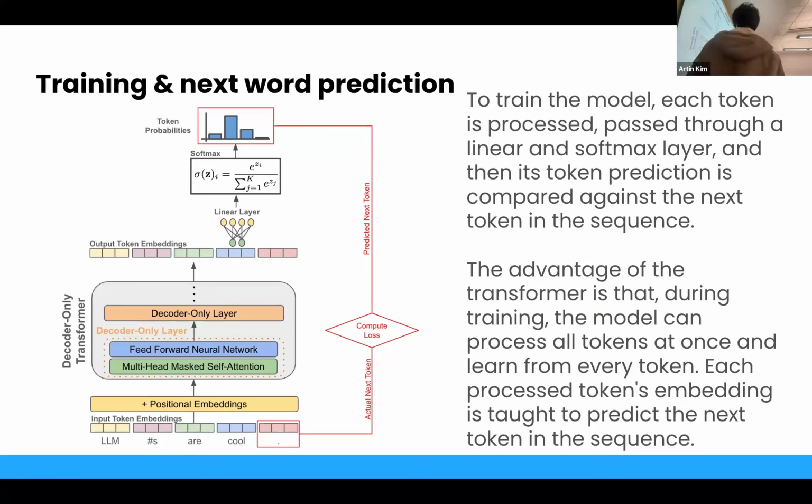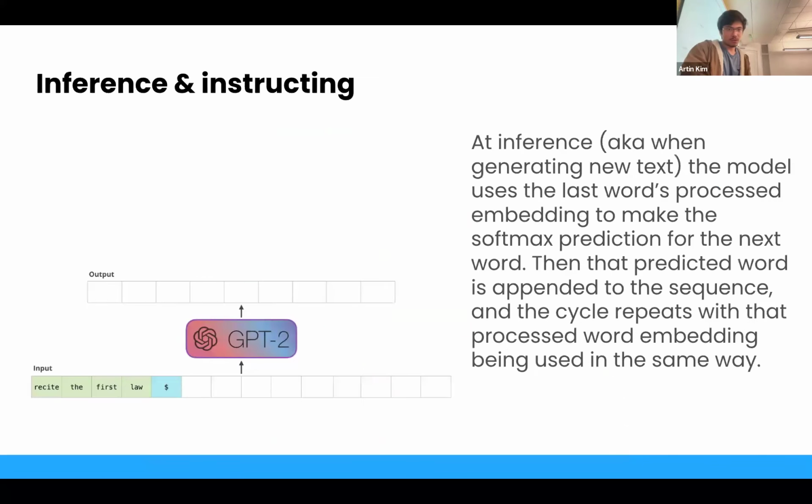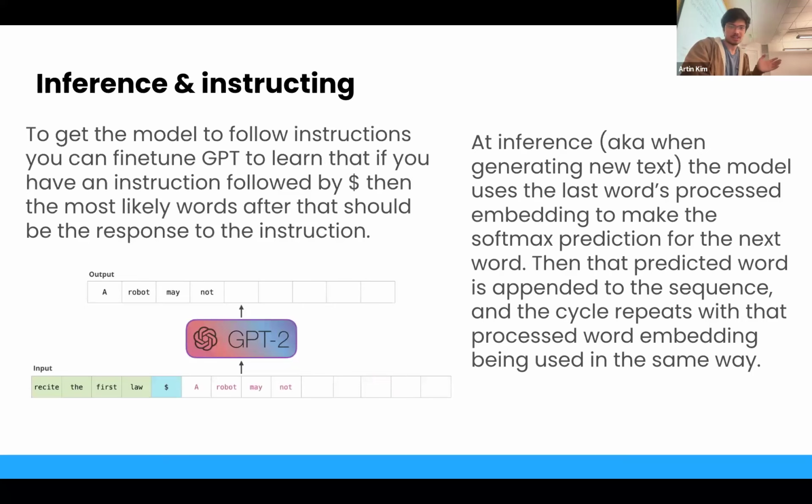And you do that for every single word. So again, if you do the linear softmax on this word, you want its prediction to be this word. And then this one's prediction to be this word, and this one's prediction to be this word. And that's how you train it. So then at inference time when you're using the model, it's learning to try to predict the next word as best it can. Yeah, that's the idea. That's pretty much it.